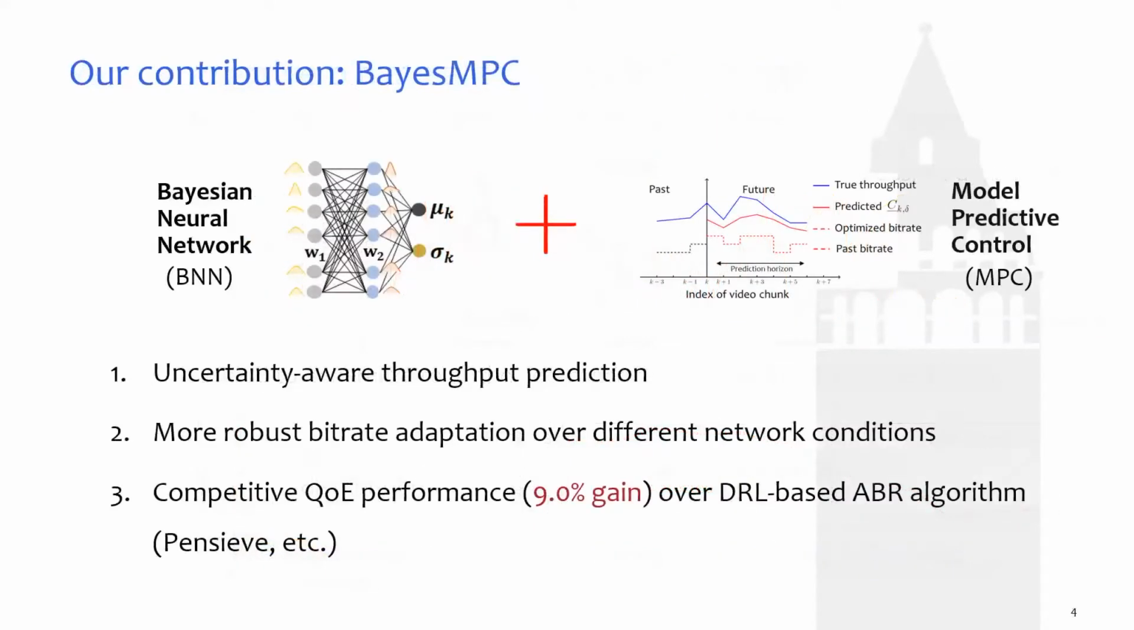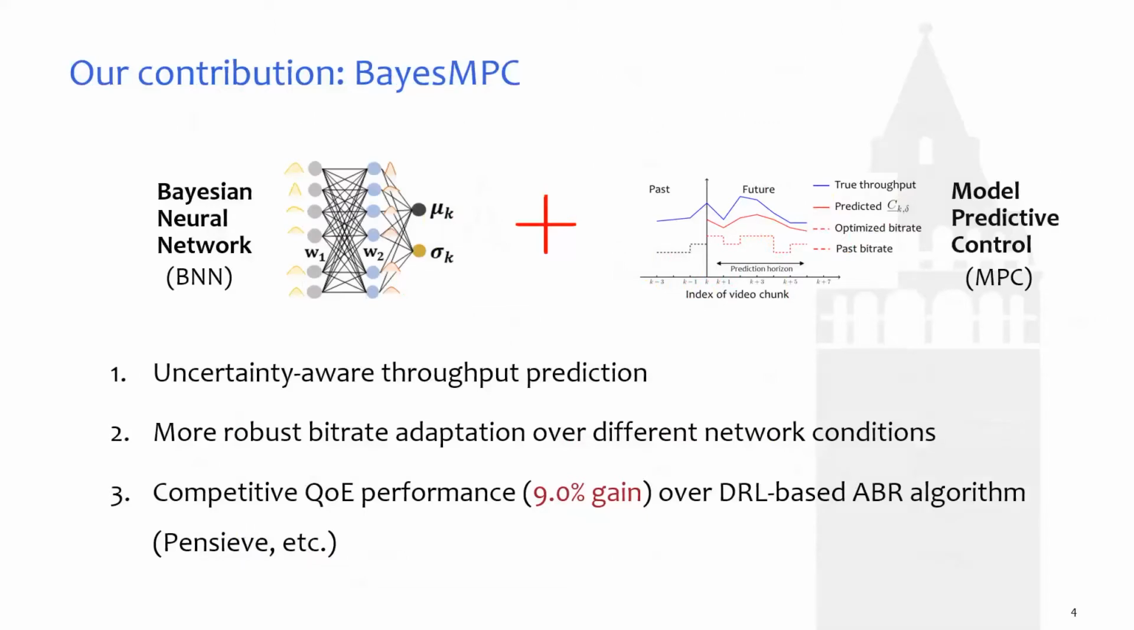In this paper, we propose a BNN-based robust ABR algorithm, that is BayesMPC, with a model predictive control-based rate adaptation framework. We aim to achieve both superior and robust QoE performance for adaptive video streaming.